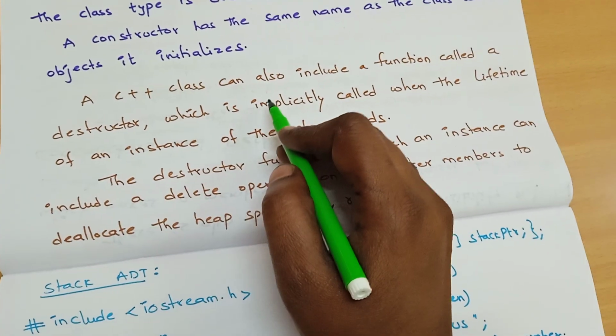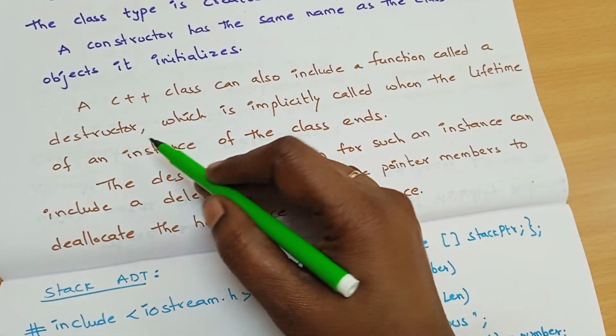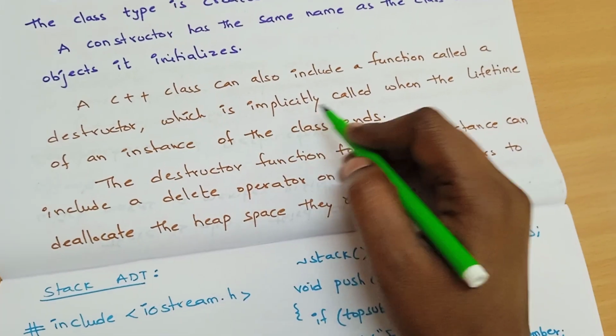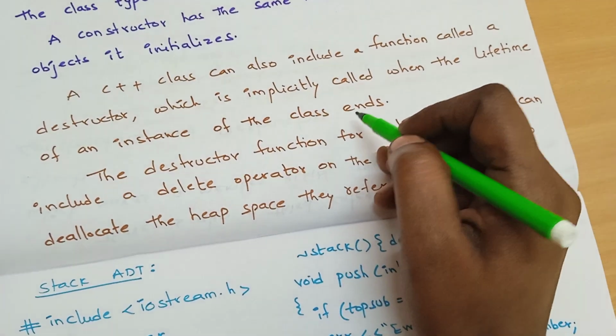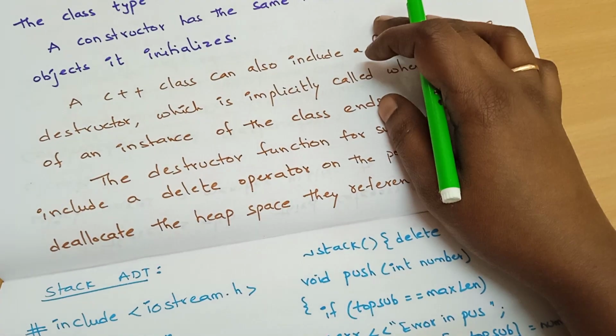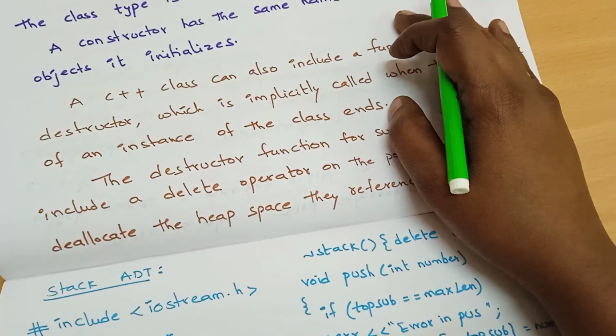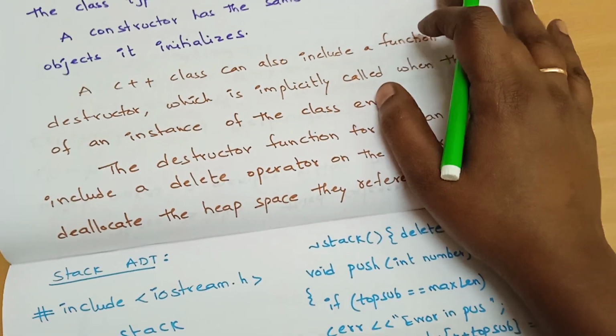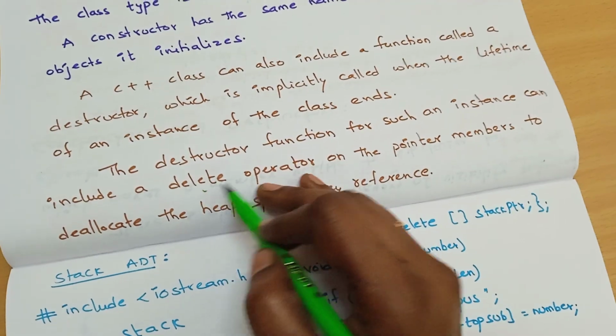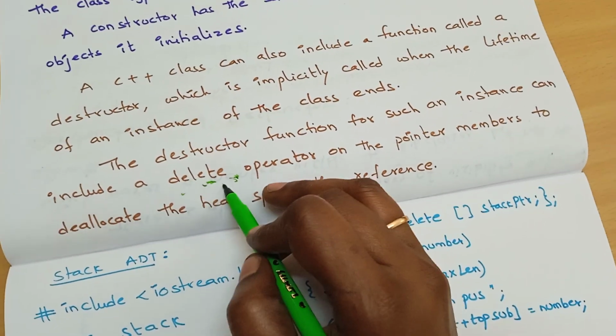A C++ class can also include a function called a destructor, which is implicitly called when the lifetime of an instance of the class ends. So that's where we will be deleting the memory of the variable whose process has finished. We do this work through the delete operator.